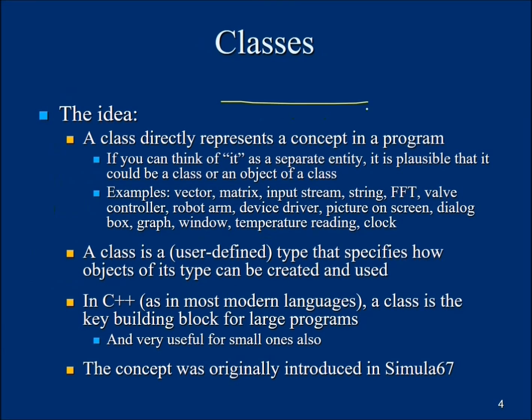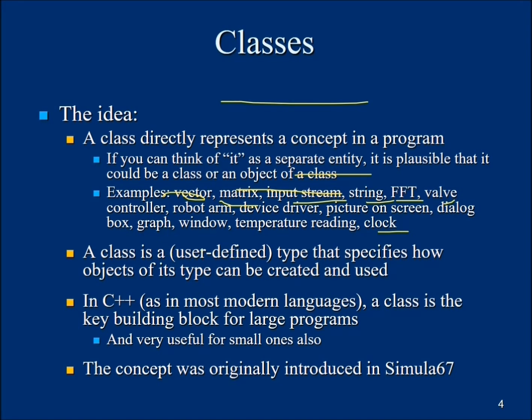So what are classes? A class in C++ directly represents a concept in a program. So if you think of it as a separate entity, it is plausible that it could be a class or an object of a class. For example, vector, matrix, input stream, string, FFT, valve controller, and all those, they can be a class.